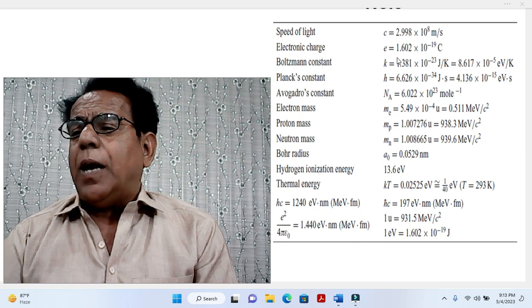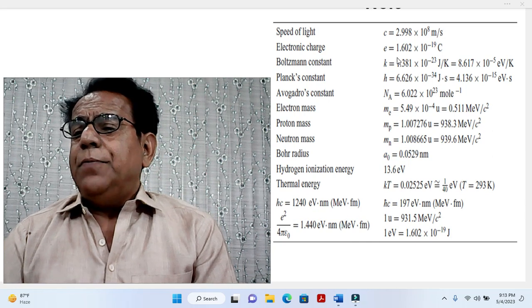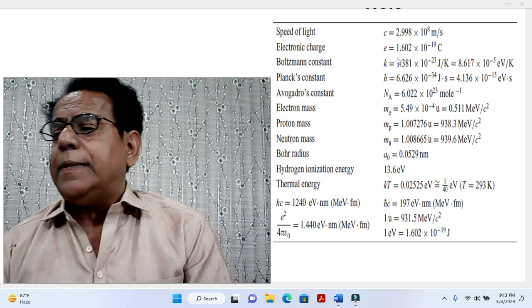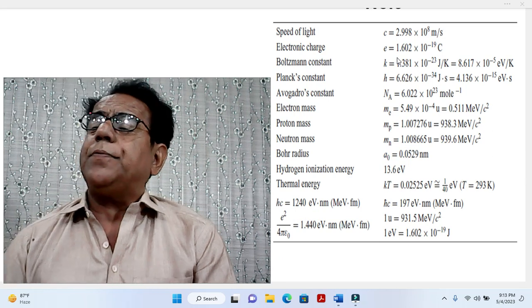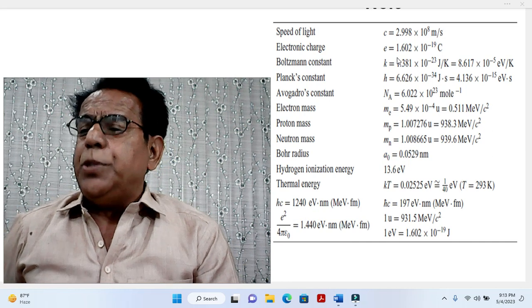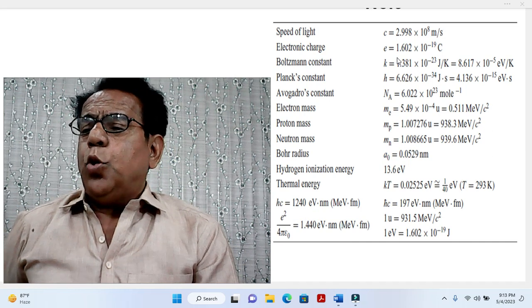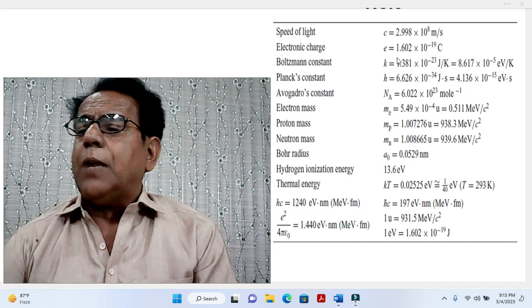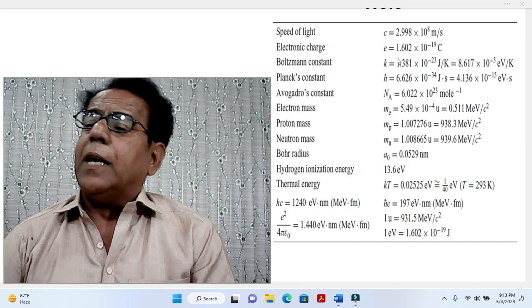Moreover, the value of Planck's constant, which is given in second format, that is 4.136 times 10 raised to the power minus 15 electron volt second, may also be used. Moreover, electron mass 0.511 million electron volt over c square may also be used.